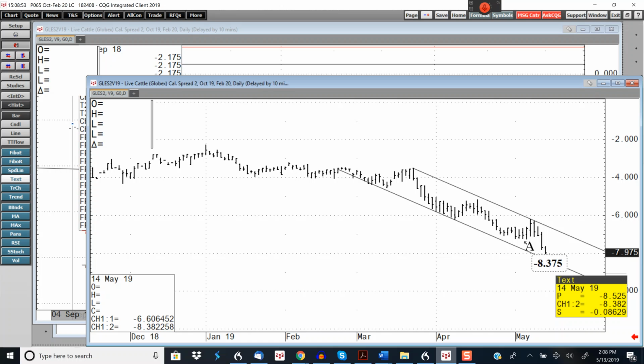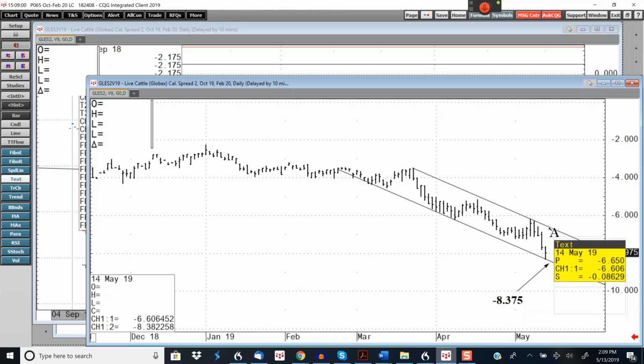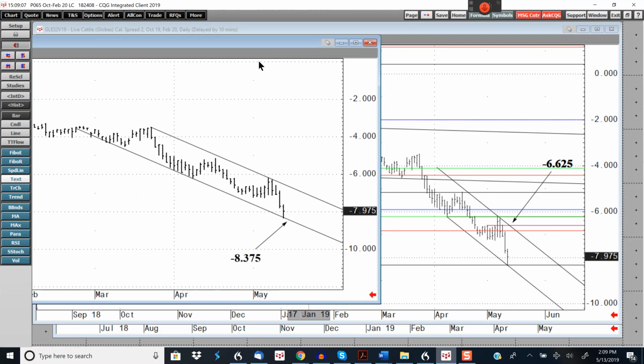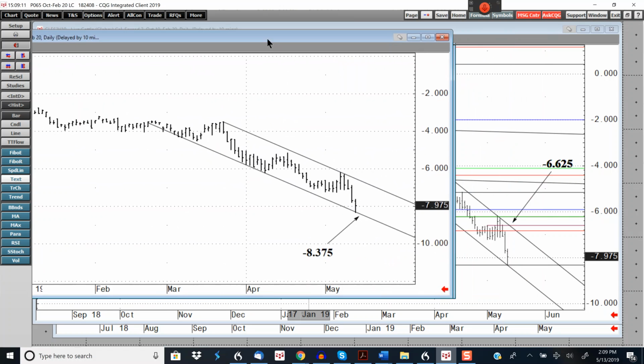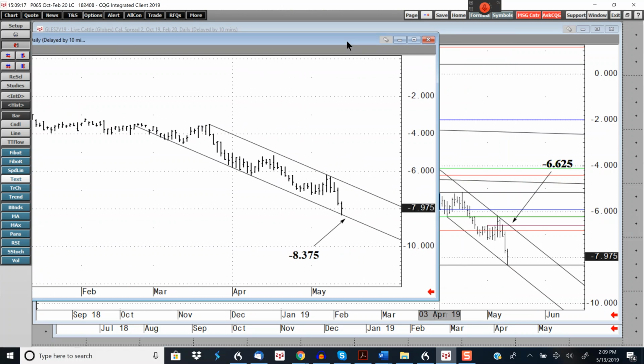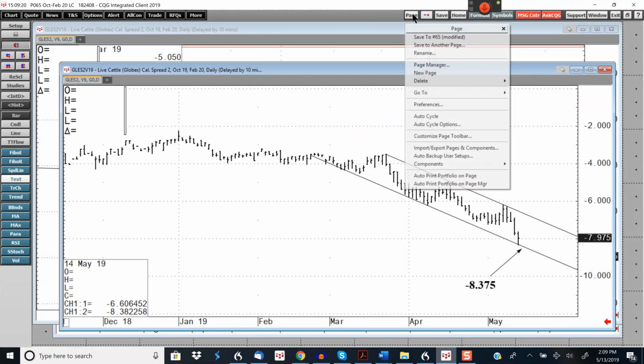Negative 8.375. Okay. So this is buyable, I suppose. I'm actually okay with buying this channel top in the 6 point whatevers. It's about a 1.5, 2 point risk. If we bought this channel bottom and we close below it, it's yet another get-out-of-the-way sell signal. But holding above negative 8.375, we should reach into this area soon, like 3 to 5 days. All right.